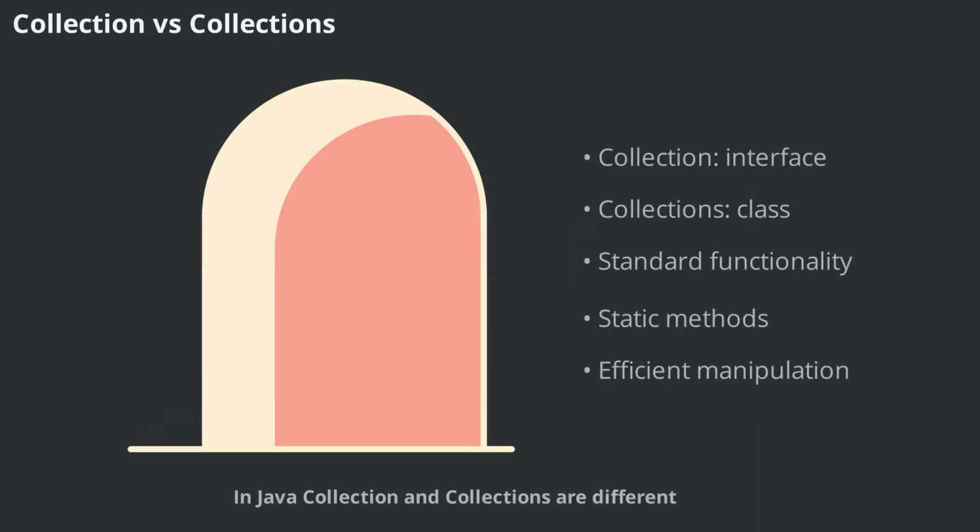In Java, Collection and Collections are different. Collection is an interface that provides standard functionality for data structures, while Collections is a class that offers static methods for sorting, synchronizing, and performing various operations on collections. Understanding this distinction helps you use the right tools for managing and manipulating your data structures efficiently.